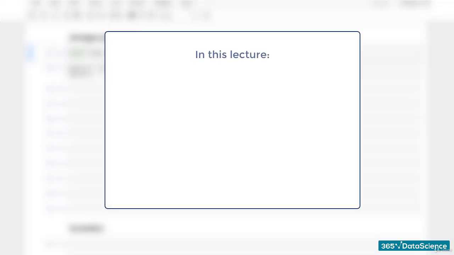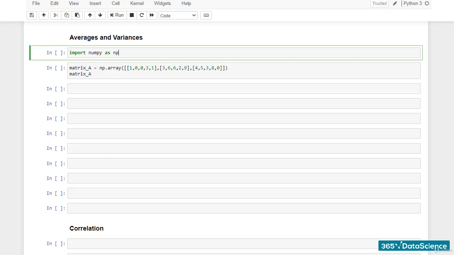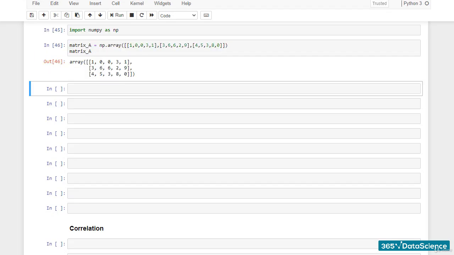Welcome back. In this lecture, we're going to examine several functions which calculate crucial statistics about the distribution of a dataset. These include the mean, variance, and standard deviation, and each one comes with a designated function. Now that we have a plan in place, let's get coding. We start by importing NumPy and defining a 2D array called matrix A.